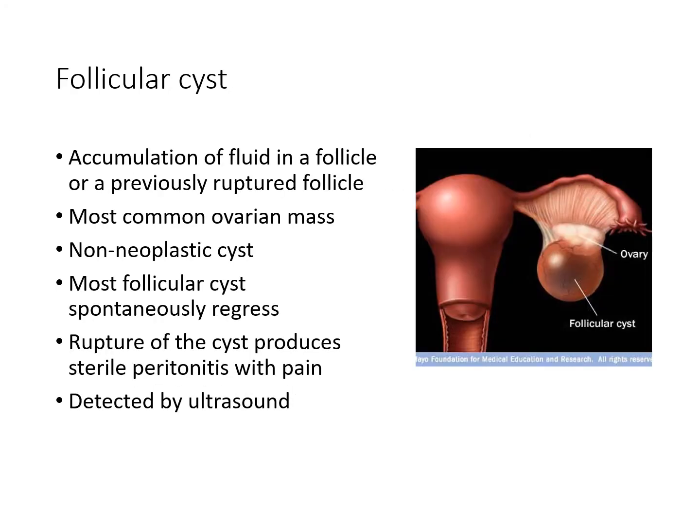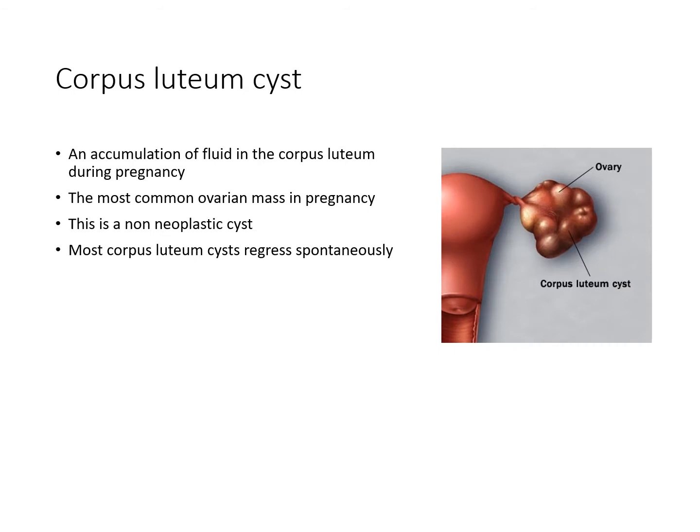Next, we look at follicular cyst, which is the most common ovarian mass. This is a non-neoplastic cyst, which occurs because of accumulation of fluid in a follicle or in a previously ruptured follicle. Most of these cysts spontaneously regress, but the rupture of the cyst may produce peritonitis with pain. Another non-neoplastic cyst is corpus luteum cyst, which is the most common ovarian mass in pregnancy. This occurs as accumulation of fluid in the corpus luteum during pregnancy, and most of these cysts regress spontaneously.